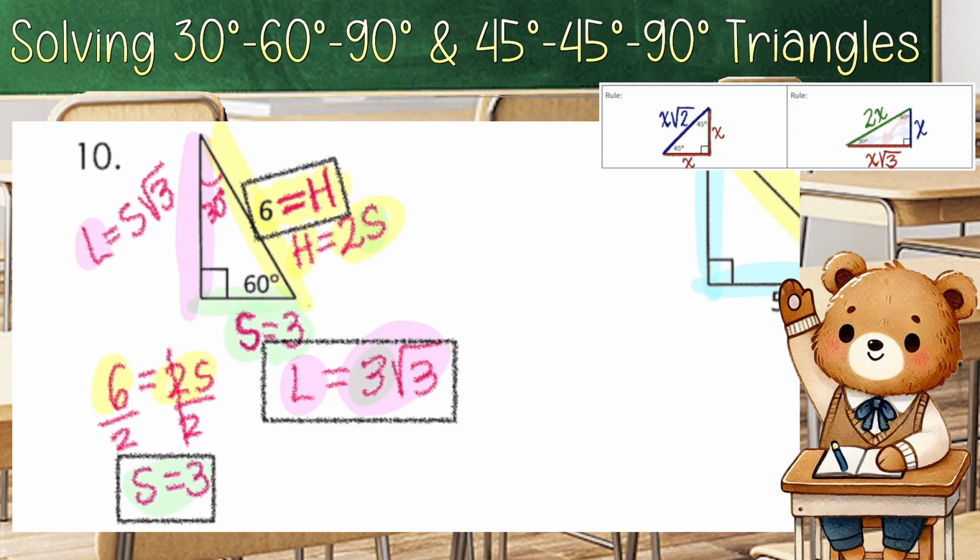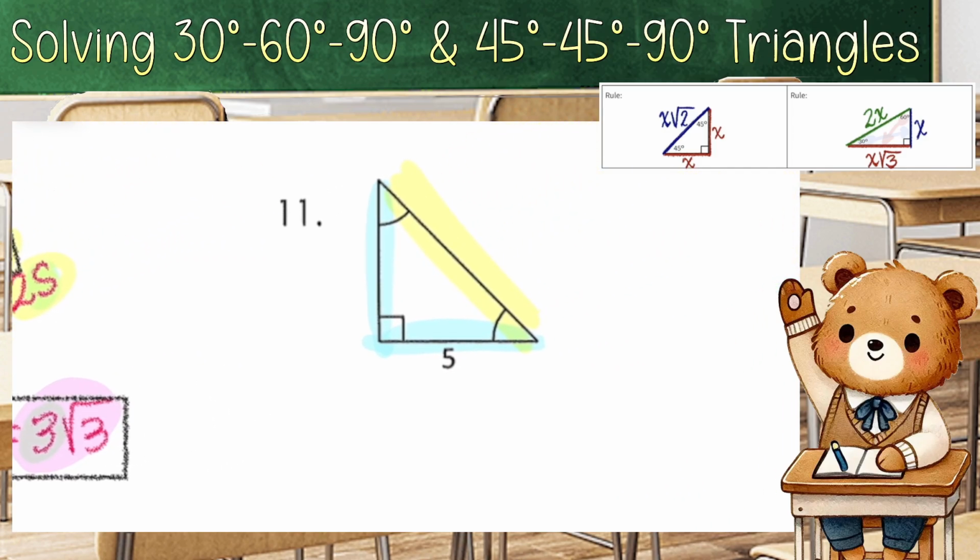All right, let's look at number 11. Number 11, we are looking at another 45, 45, 90 triangle, isosceles right triangle, whatever you want to call it. The rules are that this side is L for leg, and the hypotenuse will equal L root 2. So those are my rules.